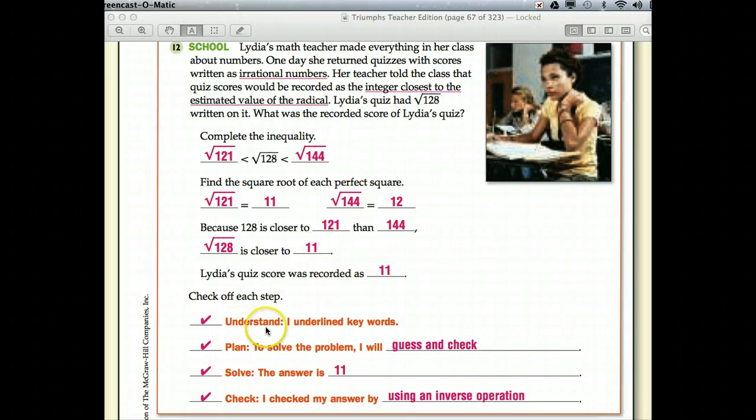So to understand the problem, we need to underline the key words. To solve the problem, we need to do a little guess and check to find out where 128 fits between. So the answer is 11, is closest to 11. And I checked my answer by using an inverse operation. So we can do the opposite operation to go back and do the work backwards, in essence.